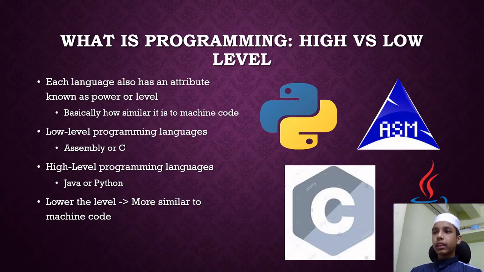In programming there are also two types of languages: one is high level and the second is low level. Each language has an attribute known as power or level, basically how similar it is to machine code. Low level programming languages are like assembly or C, and high level programming languages are Java and Python.